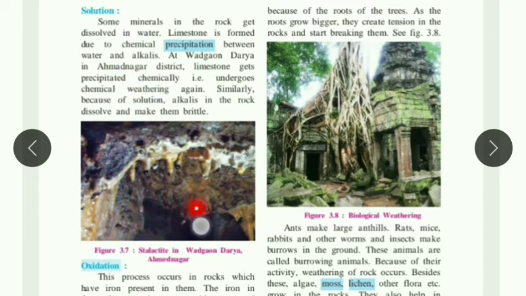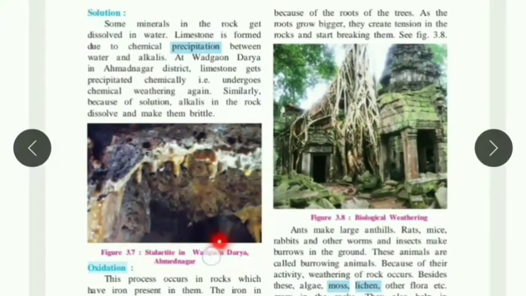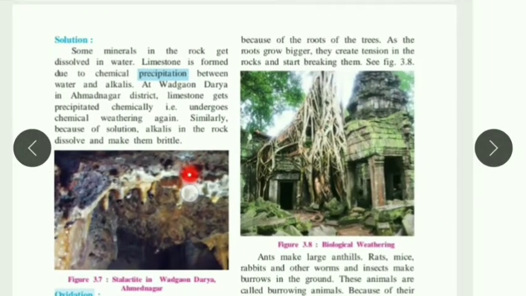See, here we are seeing one picture. This picture is of Vadgaon Darya in the Ahmednagar district. The limestone gets precipitated chemically. Here you can see these are limestone and they get precipitated chemically, that is, they have undergone chemical weathering. This is also called stalactite and stalagmite. This stalactite and stalagmite happen because of chemical weathering.